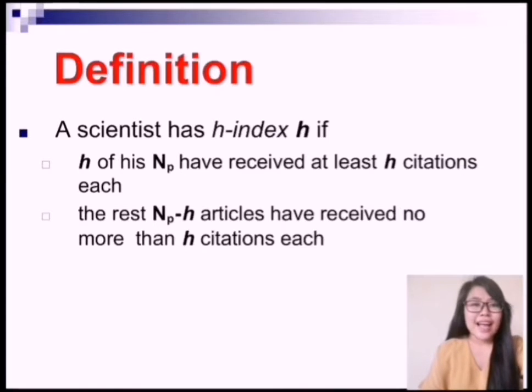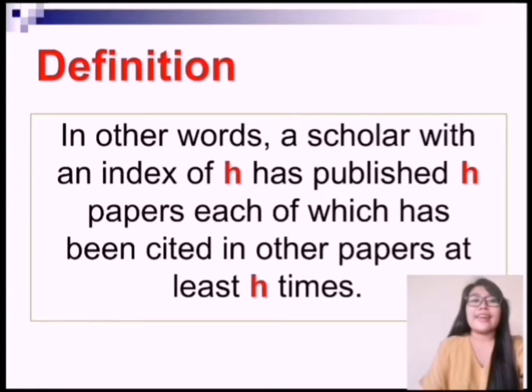A scientist has H-index H if each of his H number of papers has received at least H citations each. The rest of the papers, N minus H articles, have received no more than H citations each. In other words, a scholar with an index of H has published H papers, each of which has been cited in other papers at least H times.